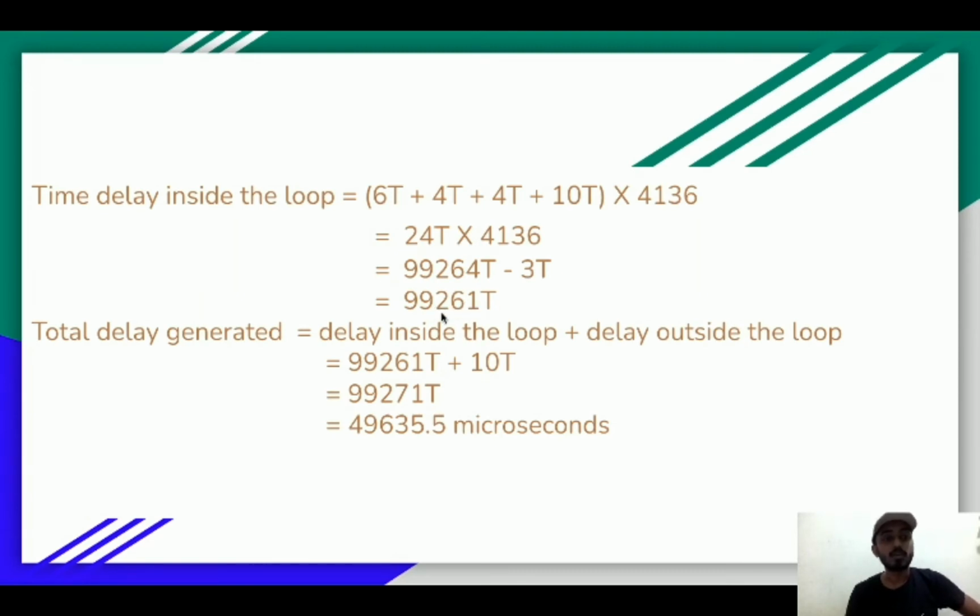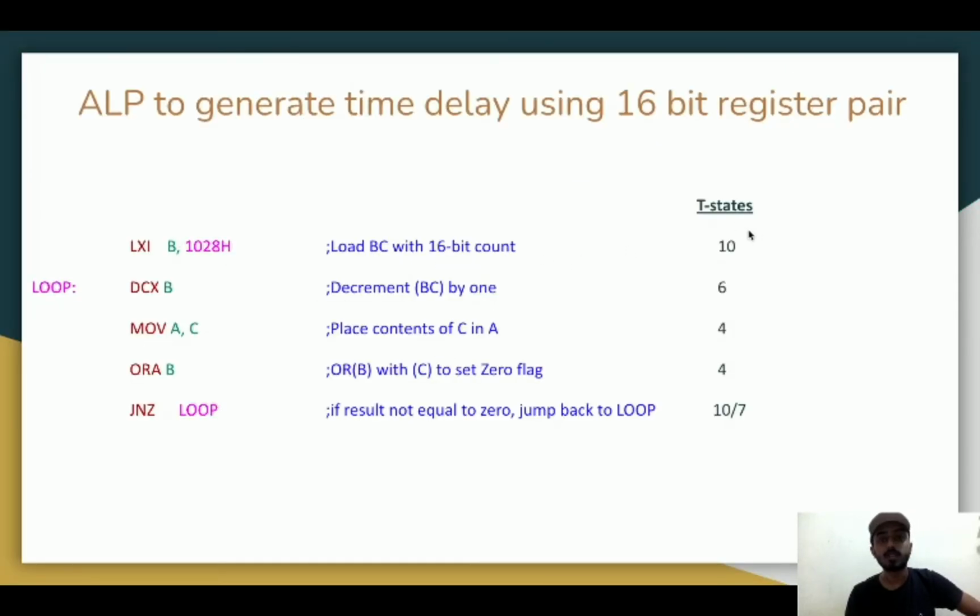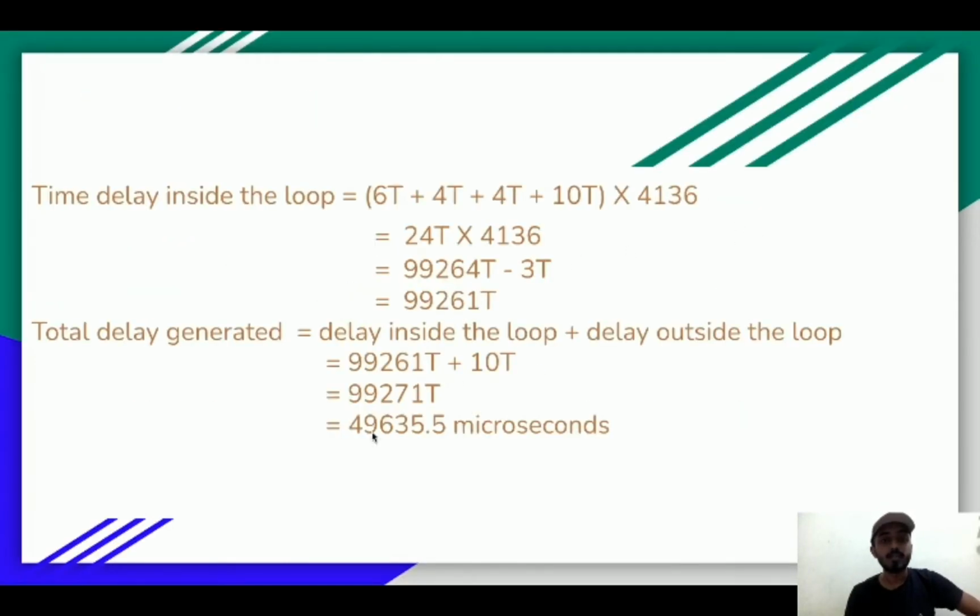Now for total delay generated, I have to add delay inside the loop plus delay outside the loop. So delay inside the loop we have calculated here, and delay outside the loop is for LXI, which is 10T. So I've added 10T here and we get 99271T. And putting T equal to 0.5 microsecond, we get the answer 49635.5 microsecond.